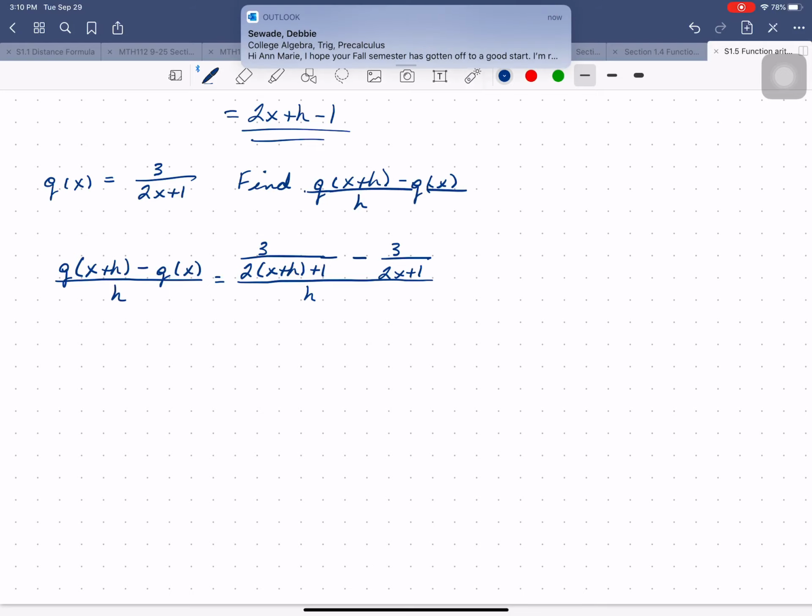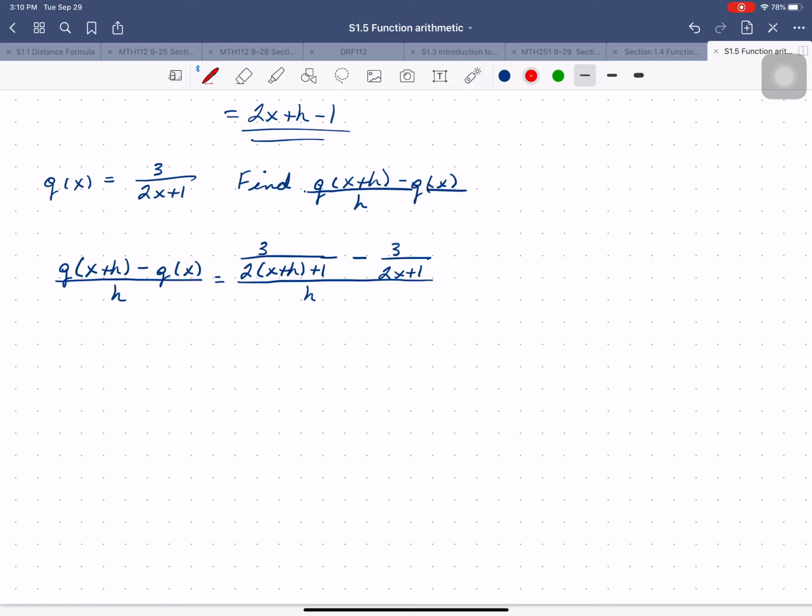And what I'm going to do is I'm going to multiply through by, what am I going to do? Yeah, let's do that. Let's multiply through by 2 times x plus h plus 1 times 2x plus 1 over itself.